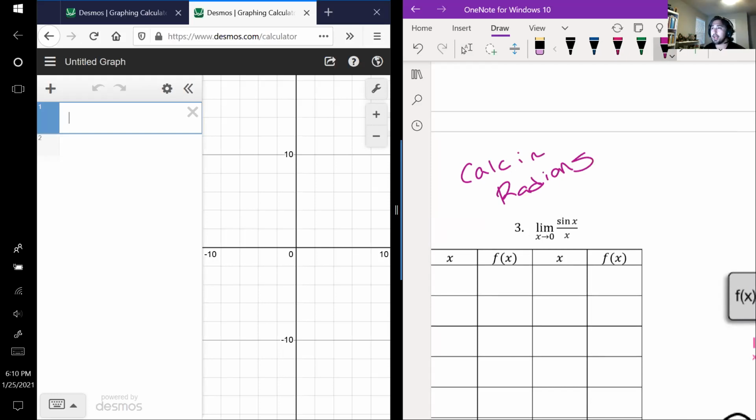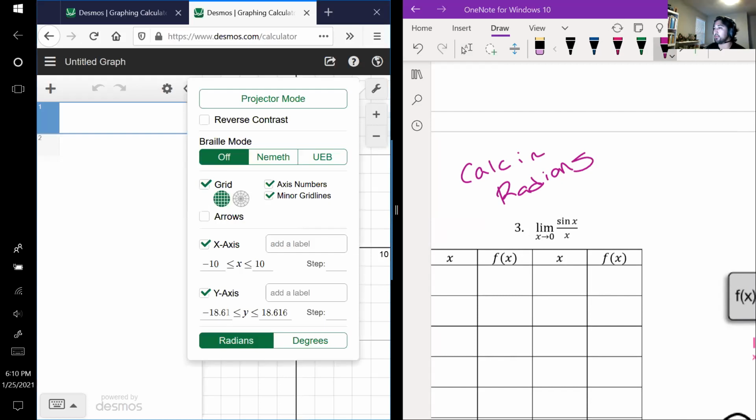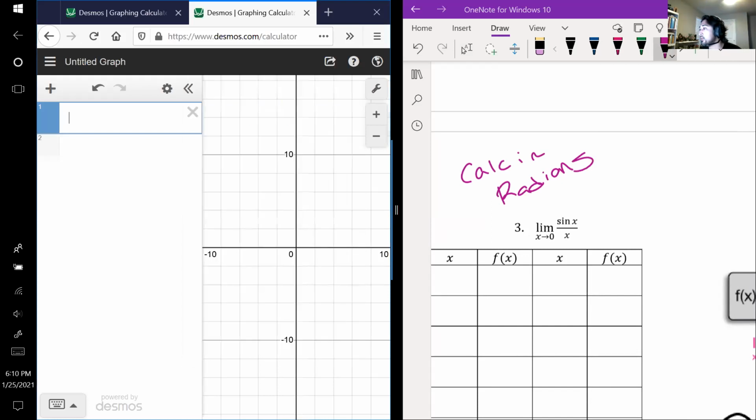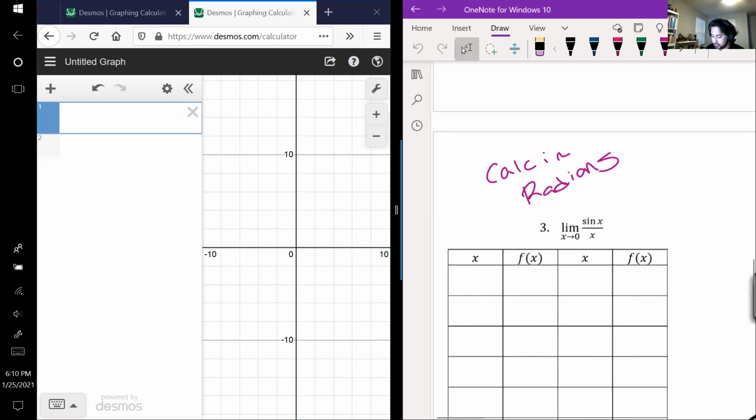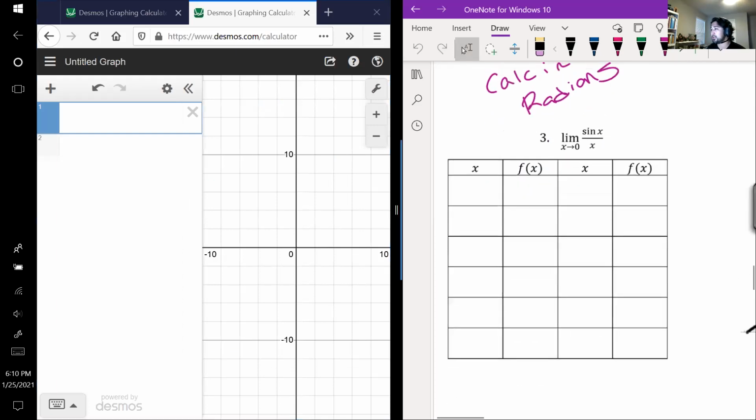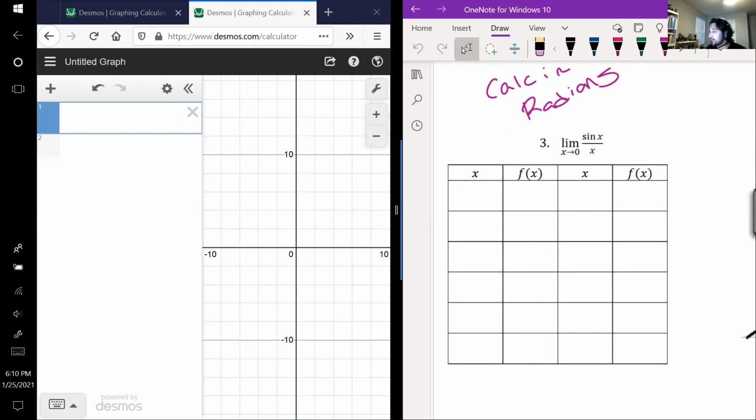And Desmos, I believe, already starts off in radians. If you get that little wrench that you see there in the top corner, look at the very bottom. It's got radians and degrees. So it's always in radians. Okay, so not to spend more time on this, let's just go ahead and pick numbers to the left of 0, to the right of 0.